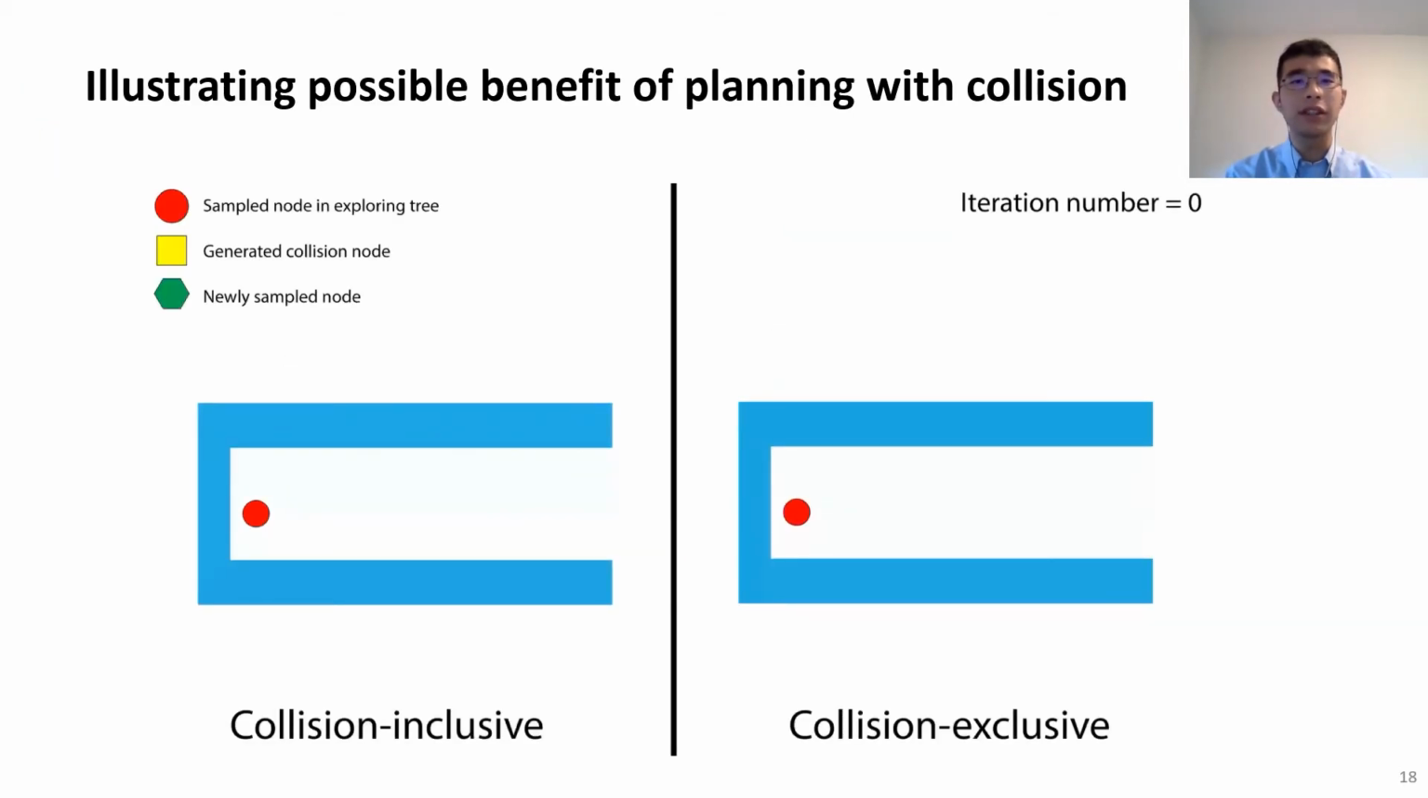Planning with collision brings a huge benefit. Sample nodes will not be discarded due to collisions anymore, as is shown in this video. As a result, under the same number of steps, more nodes will be added to the exploring tree, and thus the tree will be likely to expand further, and hence the algorithm will be likely to find a viable trajectory faster.